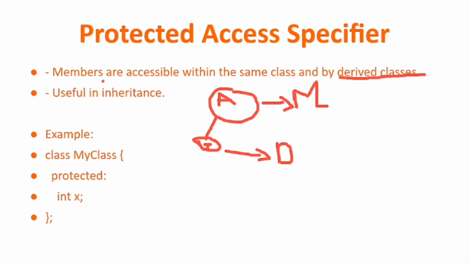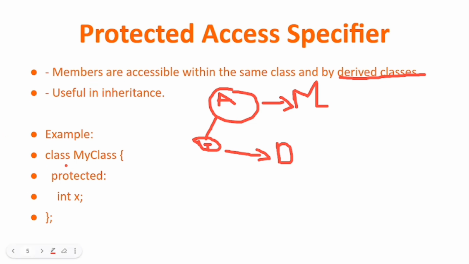Let's understand what a protected access specifier is. A protected access specifier also works like a private access specifier, but the main difference is that we can access it through the child class, but we cannot access it outside the class, or inside the main function without using a child class.